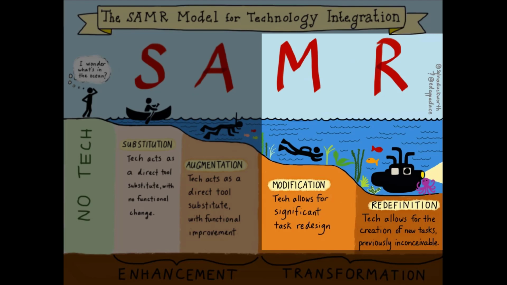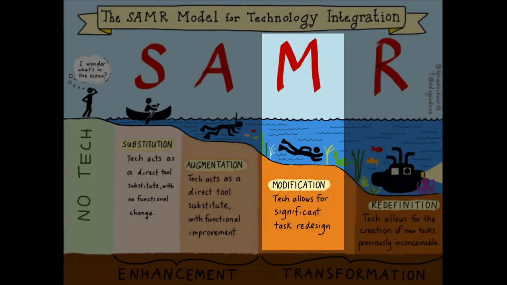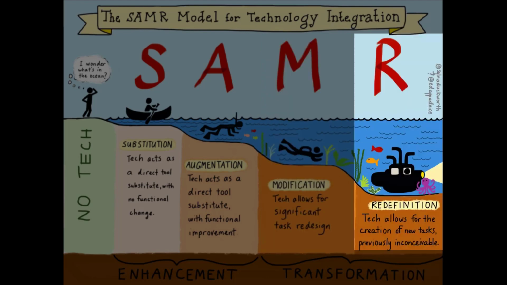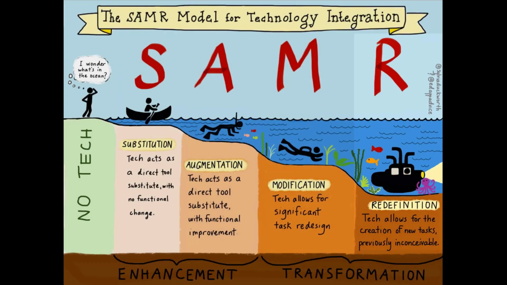Modification and redefinition transform tasks. Modification redesigns a task to be something significantly different than before, while redefinition redesigns a task into something previously thought impossible. Using technology at these levels allows a teacher and his students to be creative and to use the highest levels of Bloom's taxonomy. Whether it is used to enhance a task or transform it, technology integration is an important skill for the 21st century teacher. As you seek to expand your technology toolbox, you may need additional resources.